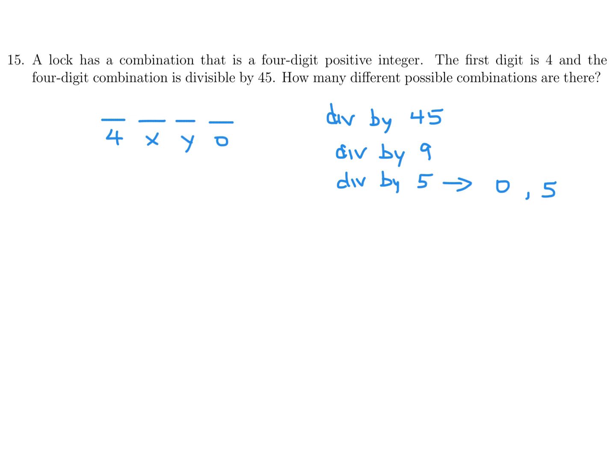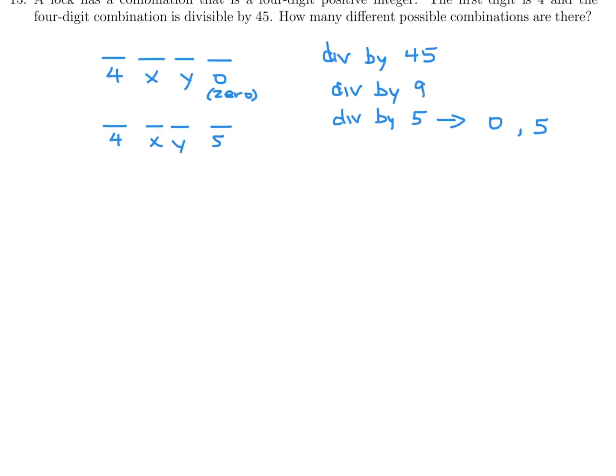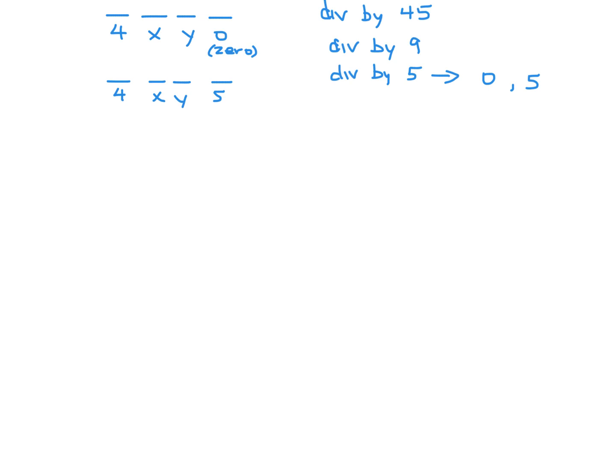Okay, so that means this 4-digit number is of the form 4xy0, or it's of the form 4xy5. And I think that's it. Well, I guess we just have to manually go through these now. A little time consuming, but shouldn't be too bad. So first let's deal with 4xy0.